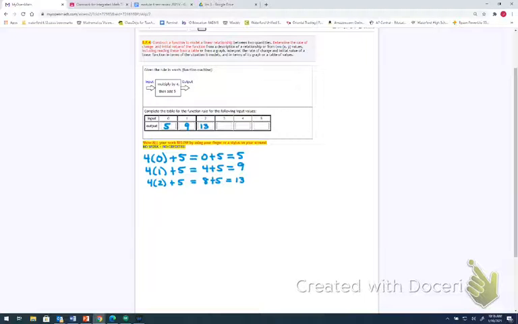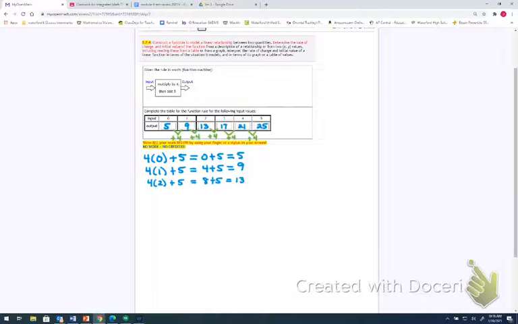Now, I want you to notice something about this table. Do you notice that to get from 5 to 9, we add 4? To get from 9 to 13, we add 4. Well, that must mean that we're adding 4 every time. So to get the next number, 13 plus 4 is 17. And then to get the next number, 17 plus 4 is 21. And then to get the next number, 21 plus 4 is 25.